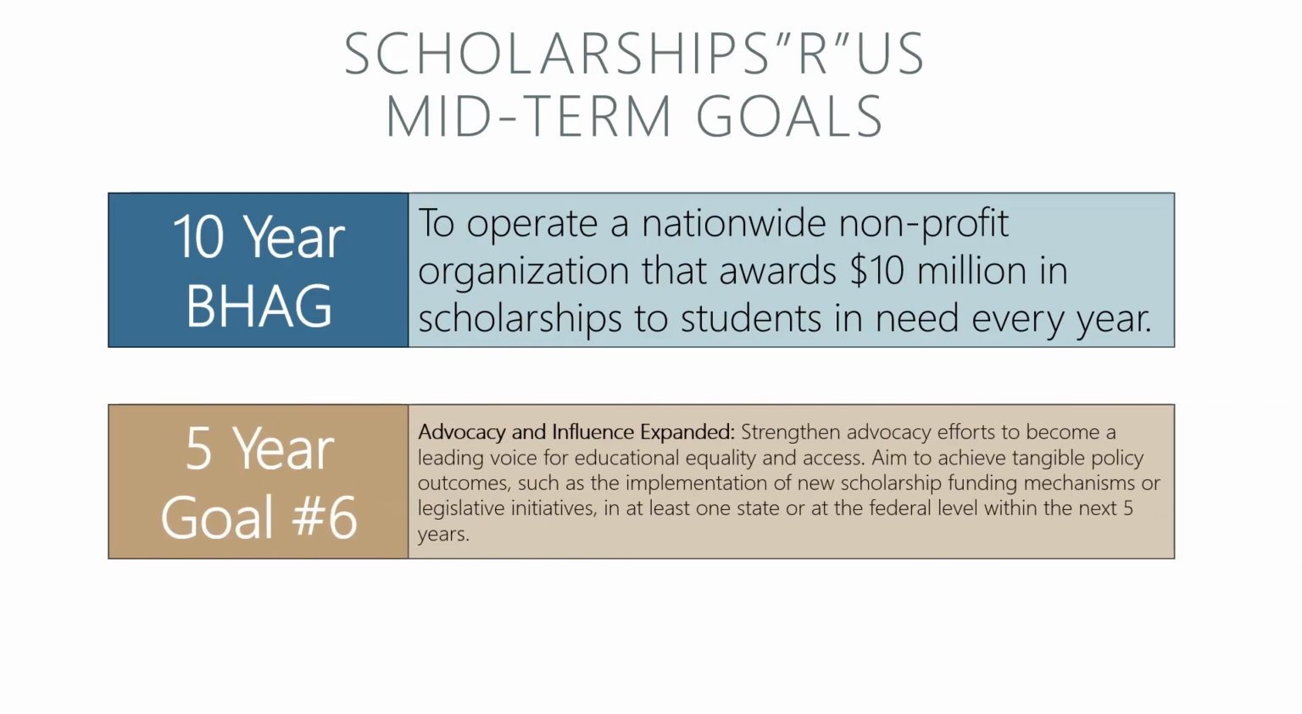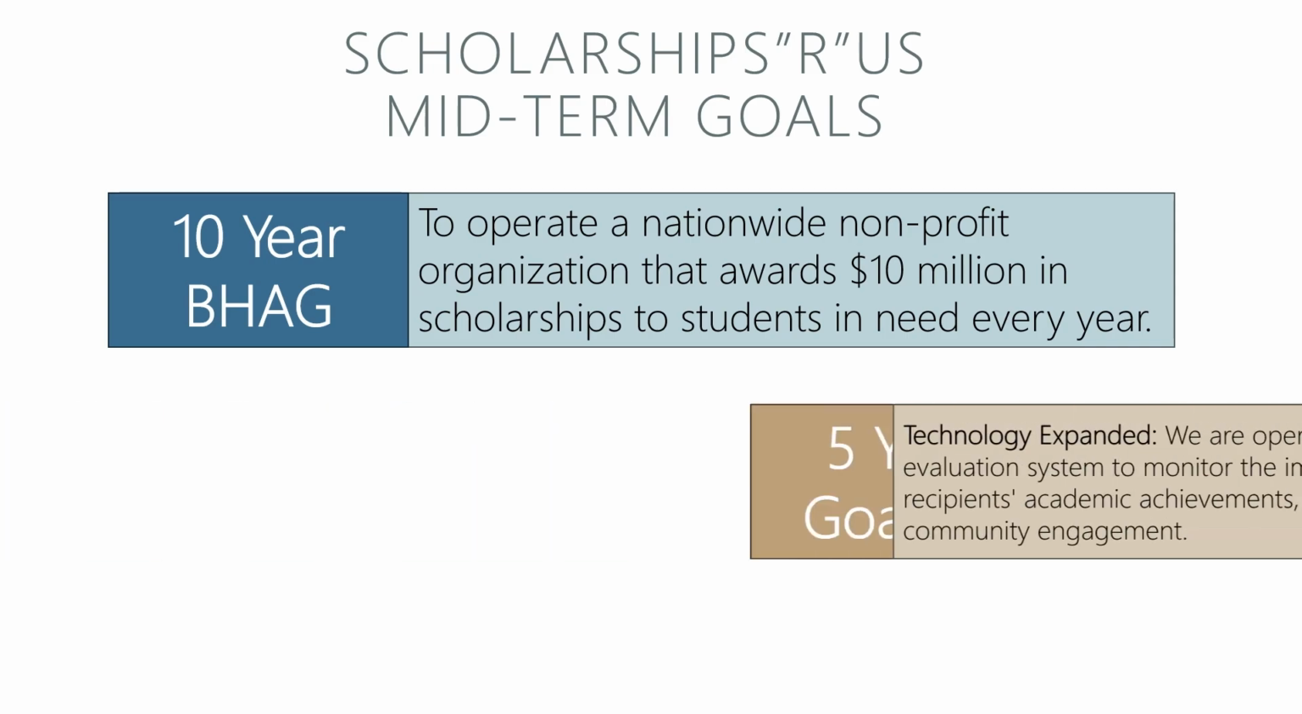6. Advocacy and influence expanded. Strengthen advocacy efforts to become a leading voice for educational equality and access. Aim to achieve tangible policy outcomes such as the implementation of new scholarship funding mechanisms or legislative initiatives in at least one state or at the federal level within the next 5 years.